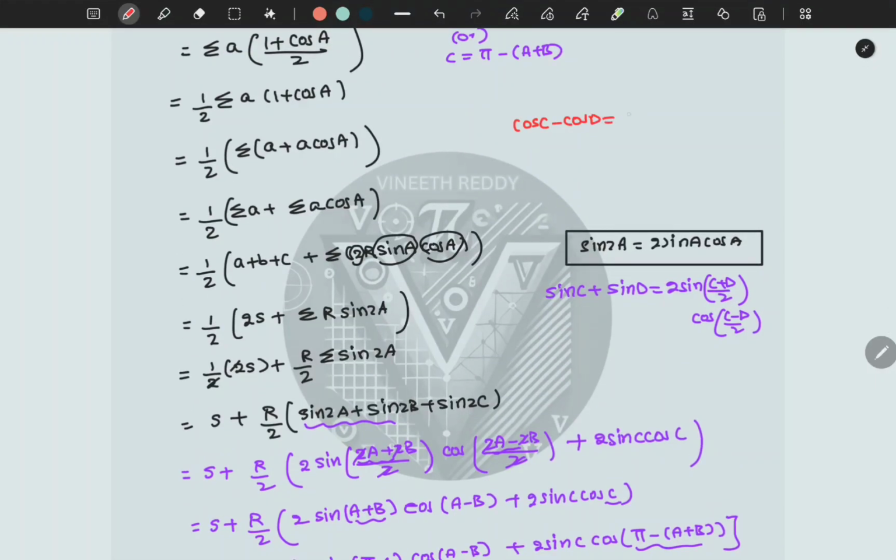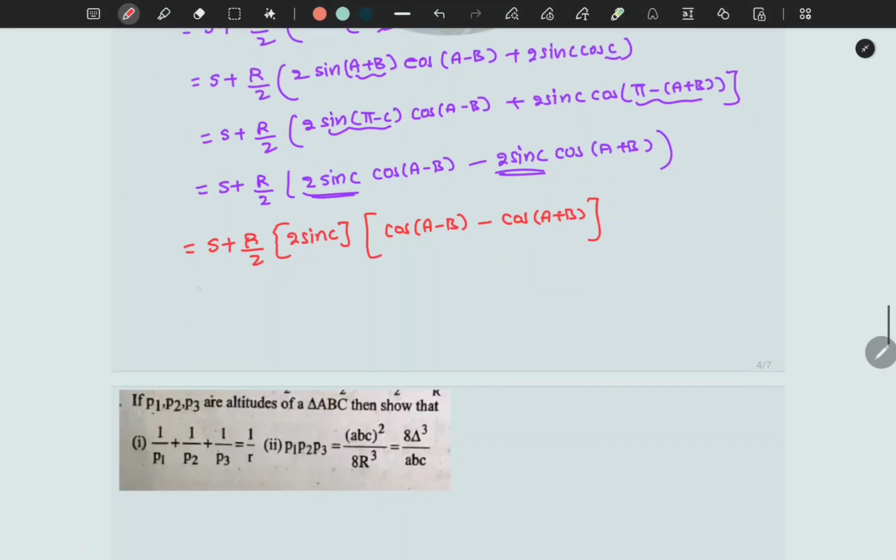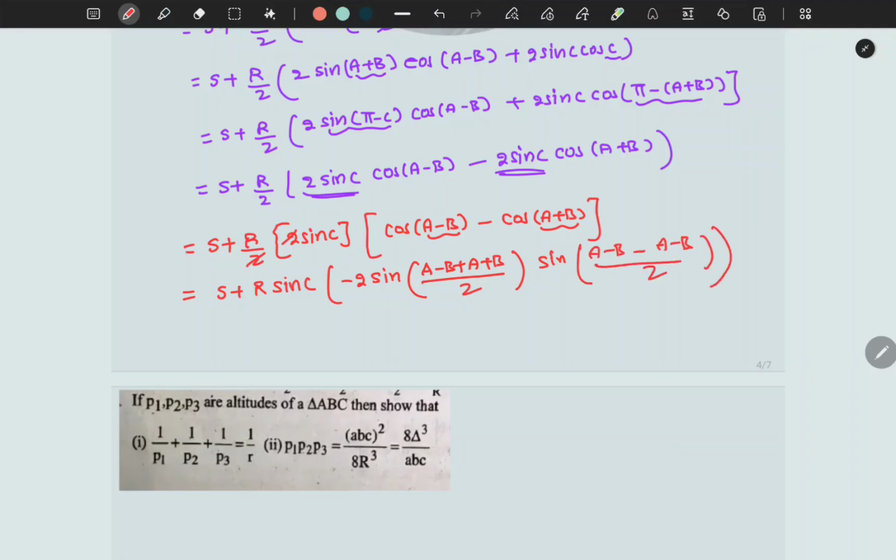Cos c minus cos d is minus 2 sin((c plus d) by 2) sin((c minus d) by 2), dear students. So please make a note of it. So with that we can cancel this 2. So we get (s plus r) times sin c. Now here we can write this as minus 2 times sin of... c is a minus b plus d, d is a plus b. Sin((c plus d) by 2) sin((c minus d) by 2), right?